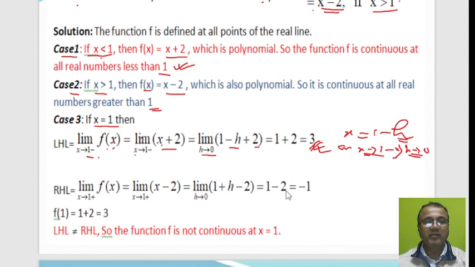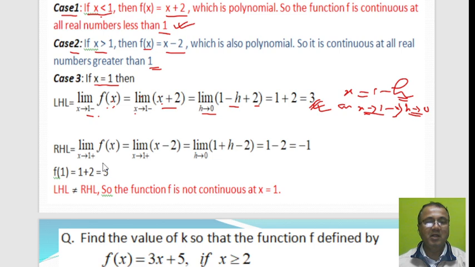Now similarly, you can define the right hand limit. What is the right hand limit? x tends to 1 plus f(x). Here 1 plus means more than 1. What is the function given? That is x minus 2, isn't it? And here again you convert in terms of h tends to 0 by replacing x equal to 1 plus h, and h tends to 0. The value will be 1 plus h minus 2. Now you replace h tends to 0, then what it will be? h tends to 0, होने से क्या होगा? It will be 1 minus 2, that is minus 1.